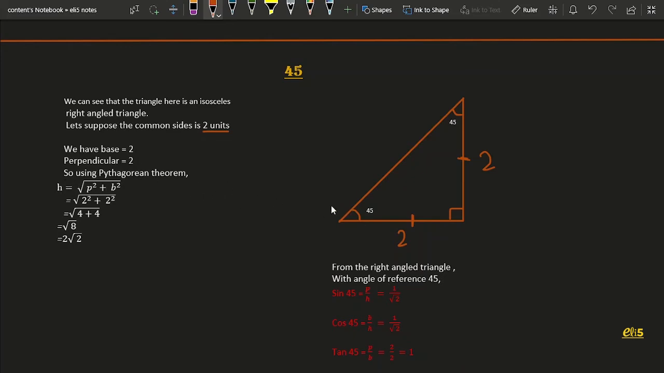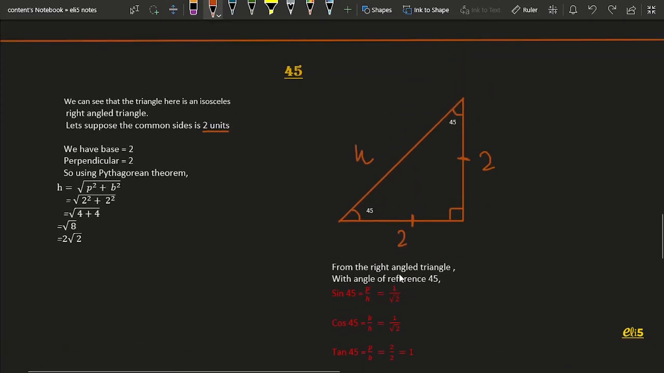So now we need to find out this side, the hypotenuse. This side is the hypotenuse, opposite to 90 degree. Now hypotenuse equals, using the Pythagorean theorem, square root of p square plus b square, equals root of 2 square plus 2 square, 4 plus 4, equals root 8 equals 2 root 2.